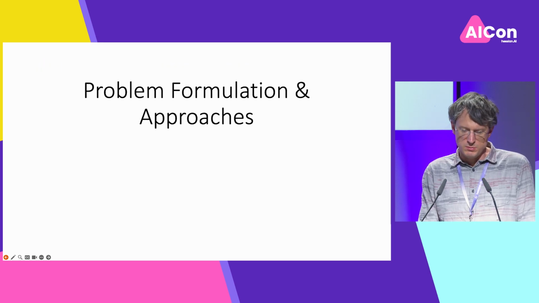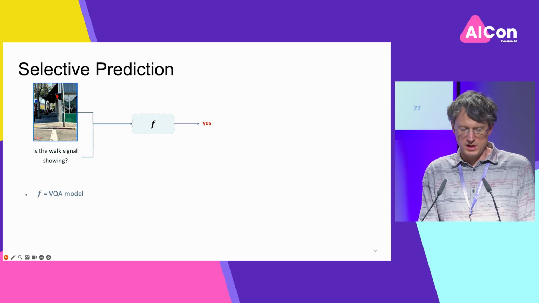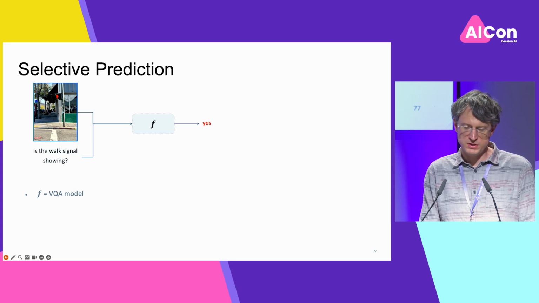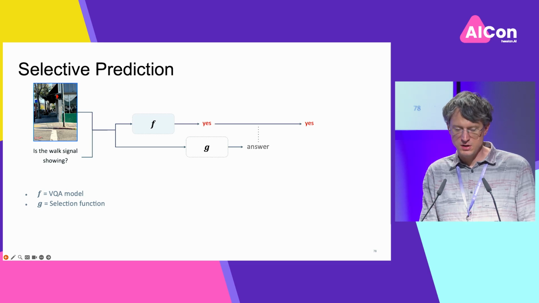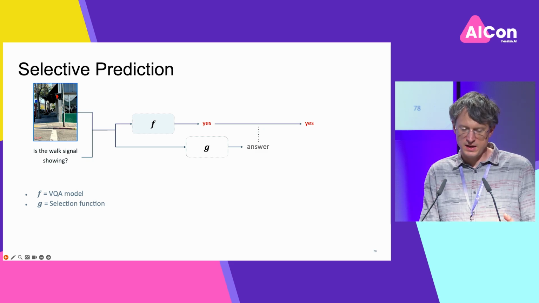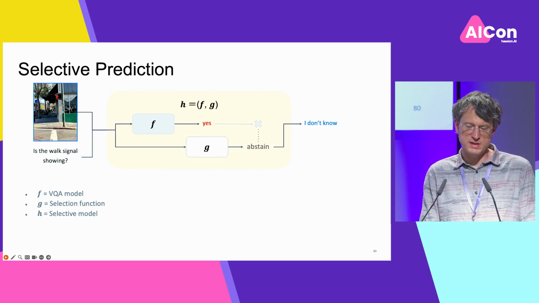Let me start with some problem formulation. Here, again, is this example of the image and the question. Then we have a function, which is the VQA model, which answers yes. And here we have an additional function, which is called the selection function, that tries to decide if the model should answer or not. If it thinks the model is unsure, it abstains or says, I don't know. This joint function is the selective model.